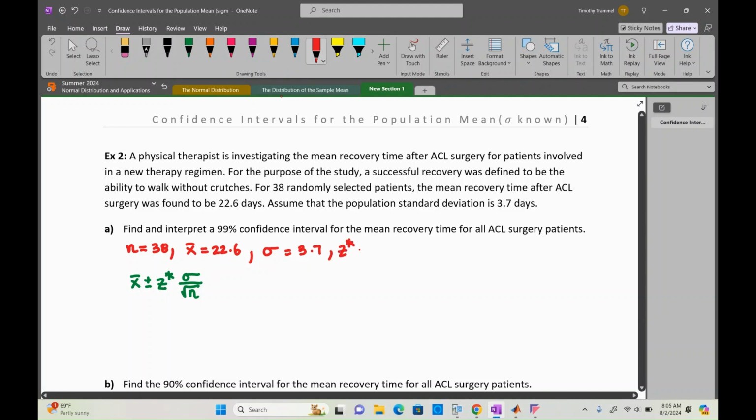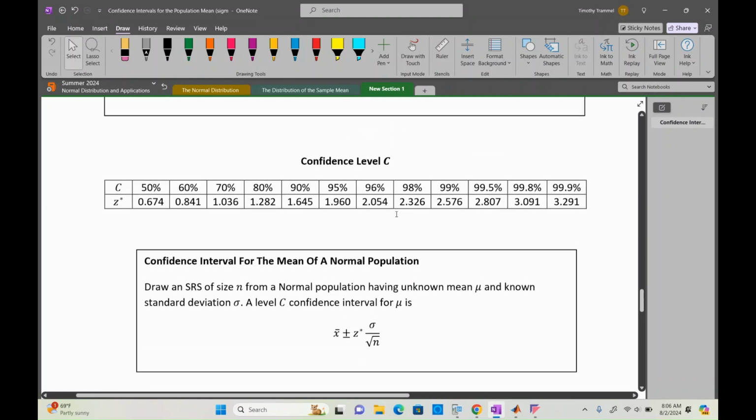So all we need to do is go up and look at what the z star value would be for 99% confidence. So let's go ahead and scroll up and see what it is. So for 99% confidence, z star is 2.576. Let's go ahead and record that.